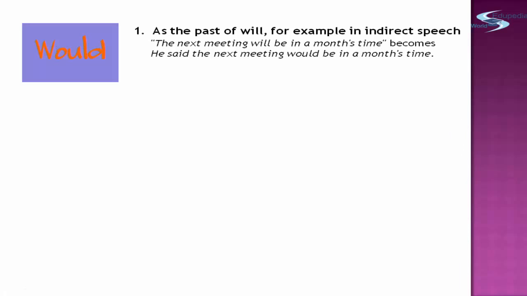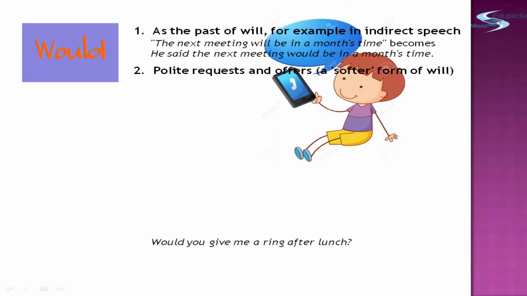The next modal verb is would. It can function as the past of will, for example, in indirect speech. The next meeting will be in a month's time becomes, he said the next meeting would be in a month's time. So this is indirect speech, the second sentence. The second is it can function as polite requests and offers or a softer form of will. Would you give me a ring after lunch?